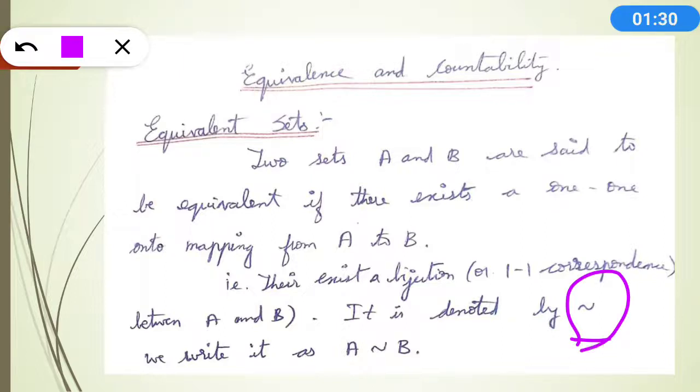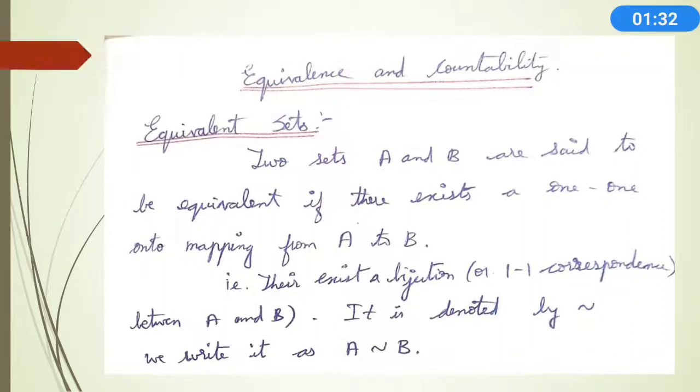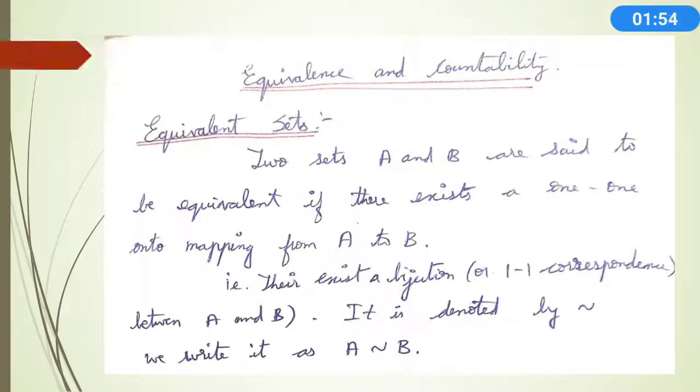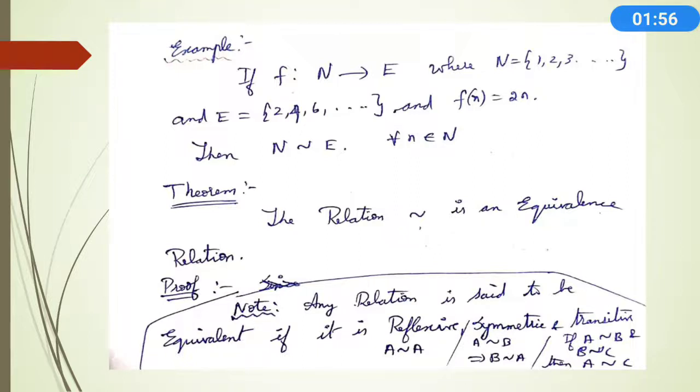Suppose there is a function f from A to B, and if it is one-to-one and onto, then they are equivalent sets. And if they are equivalent, we write it as A tilde B. I hope you all understand this. We'll see an example.